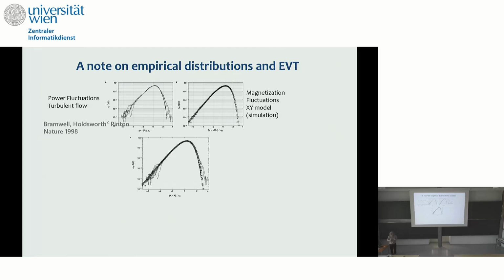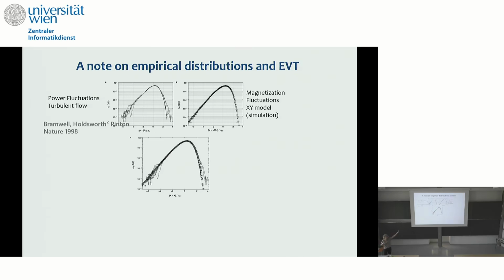For years, I didn't know what this meant, and we now have explanations, but I want to highlight one thing. At some point, I started reading all of Tibor's papers and other people's papers, and I started noticing that people see these extreme value distributions in many different physical and natural situations. The first paper, or one of the first ones, looked at power fluctuations in turbulent flow, compared that to global magnetization fluctuations in the XY model, and put the distributions one on top of the other.